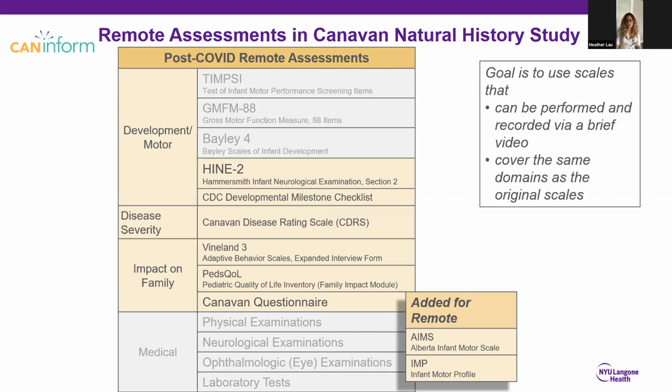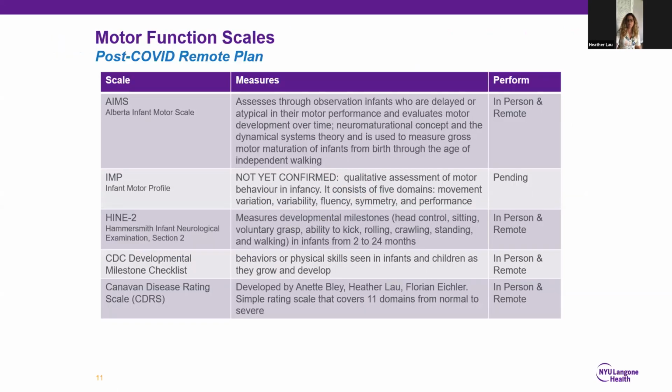And we're considering more observational assessments, the Hammersmith, even the developmental milestone, the Canavan disease rating scale, the questionnaire, and the QOL. So we wanted to be able to perform that through a telemed or a video visit and record it, and then try to cover the domains and scale them or rate them remotely. So we're looking at the Alberta Infant Motor Scale, which can be done remotely, the Hammersmith, looking at the developmental milestones, and even using just a simple milestone checklist to still see if we can capture prospectively, going forward in real time, the patients that enrolled, to see if we can continue to define the disease course.